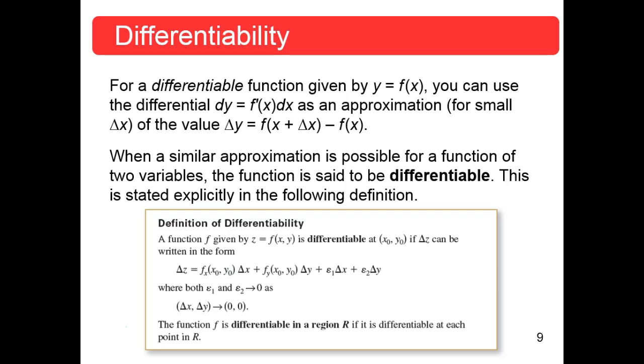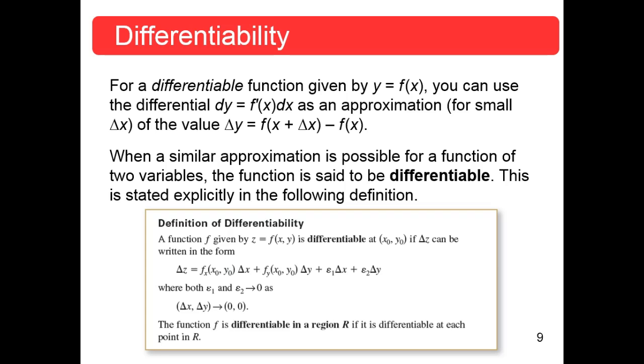When a similar approximation is possible for a function of two or more variables, the function is said to be differentiable. So if that approximation can be made, or something similar to it, then we say this is a differentiable function. That's stated explicitly in this definition.